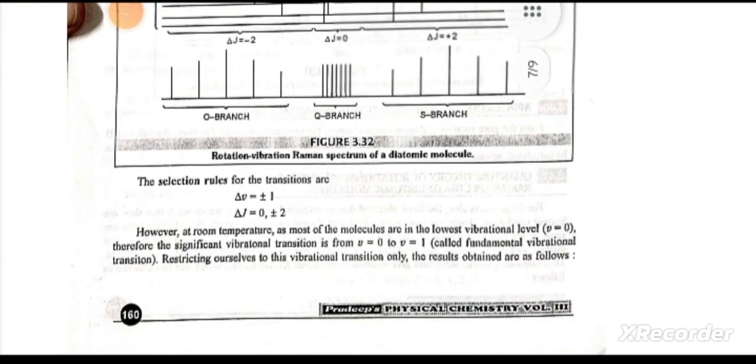The selection rules for the transition are: delta V equals plus or minus 1, delta J equals 0, plus or minus 2. However, at room temperature, most molecules are in the lowest vibrational level, V equals 0. Therefore, the significant vibrational transition is from V equals 0 to V equals 1, called the fundamental vibration transition. Restricting ourselves to the vibration transition only, the results obtained are as follows.